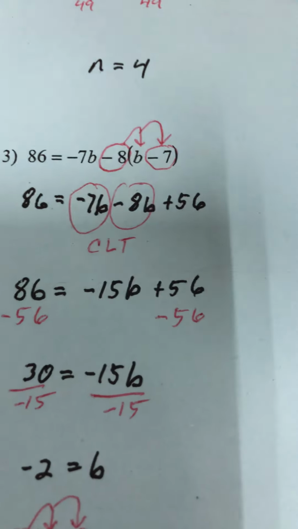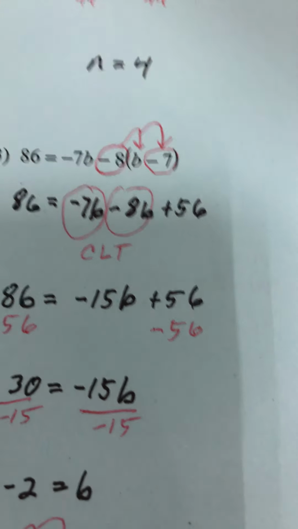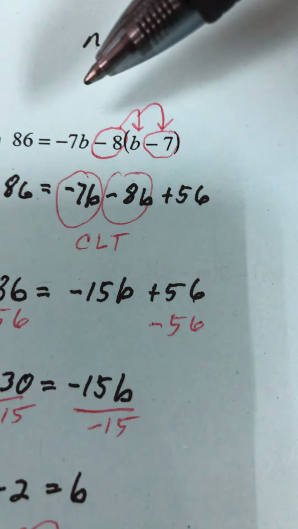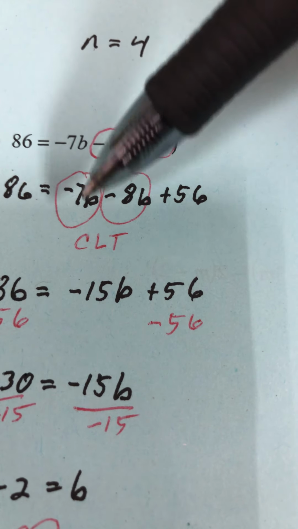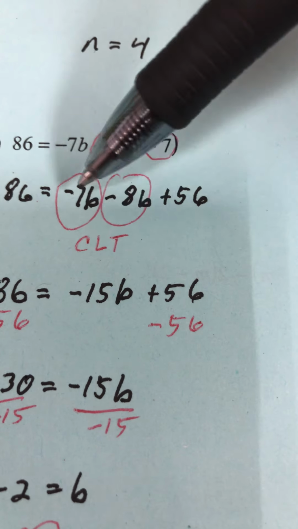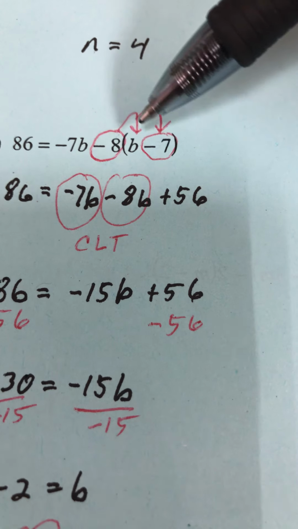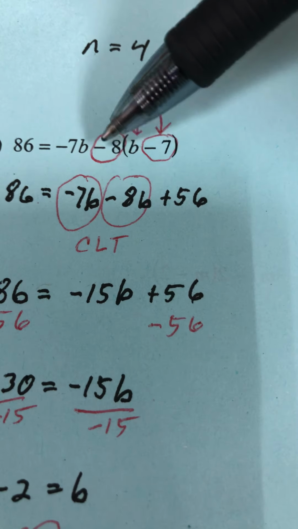All right, I wish they didn't use the letter b because my b's look a lot like 6's, so hopefully that's not too confusing. But in this problem, 86 stays the same, equals stays the same, and this negative 7b stays the same, so I just bring it on down. I'm not looking at combining like terms yet. I've got to do the distributive property. Negative 8, I circled the negative. Don't forget about that negative.